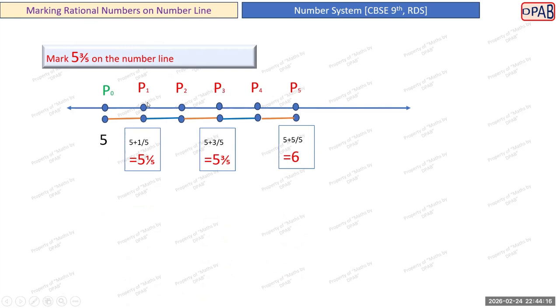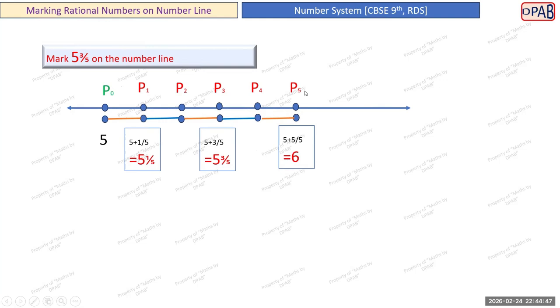You don't have to mark it as A, B, C, D, all this thing. Instead of that, mark it starting with P0, P1, P2, P3, P4, P5, you will be able to remember it forever. Okay, so this particular point is P3, so it is 5 plus 3 by 5, which is 5, 3 by 5. 5 is the whole and 3 by 5 is the fraction. And the next one will be P4, which is 5 plus 4 by 5, which is equal to 5, 4 by 5. The whole number is 5 and the fraction is 4 by 5.